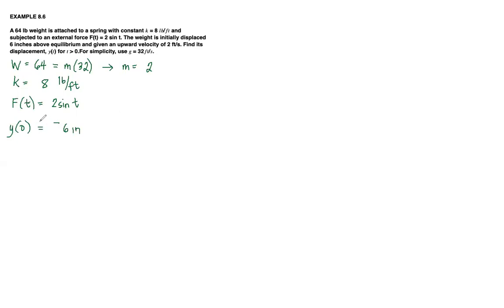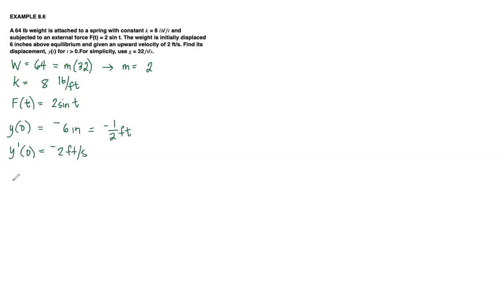Our sign convention for vertical spring mass systems is positive downwards. And then we convert this to feet, so we have 1/2 of a foot. And then the velocity is also given and it's upward. So it is no longer released from rest. In this case, we have 2 feet per second, again upward. So consistent with our sign convention, it should be negative.